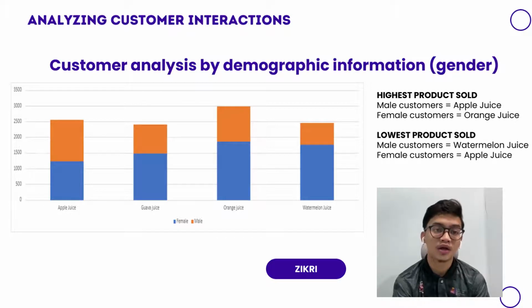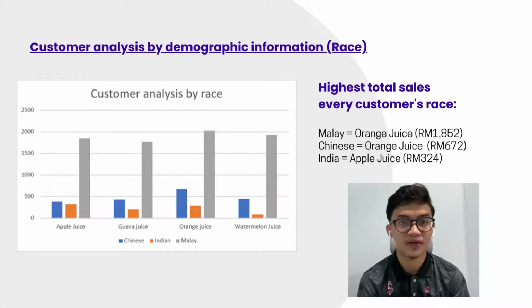Okay. We decided to analyze the customer using demographic information, which is gender. From the stack bar chart, we found that the highest products sold to male and female customers are apple juice and orange juice respectively. The lowest sale products are watermelon juice for male customers and apple juice for female customers. Then we analyze our customers using demographic information, which is race. From the cluster bar column, we found that the highest product sold to Malay and Chinese customers is orange juice. The highest product for Indian customers is apple juice.